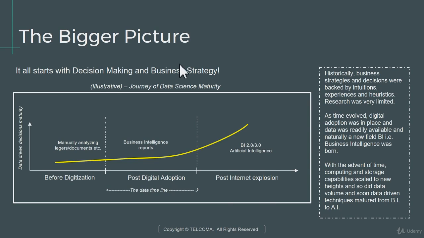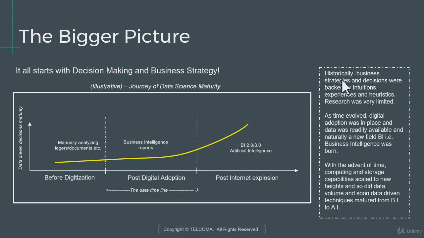So in the early era, like the early 1900s, 1900 to 1950, that was a time when the majority of industries and organizations lacked the digital infrastructure for obvious reasons. So historically, business strategies and decisions were backed by intuitions, experiences, and heuristics. Research was very limited, because research was actually very expensive.